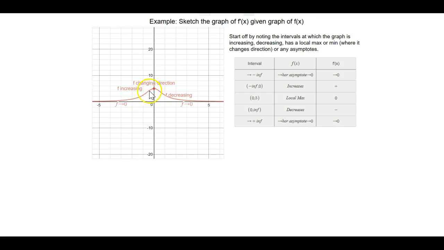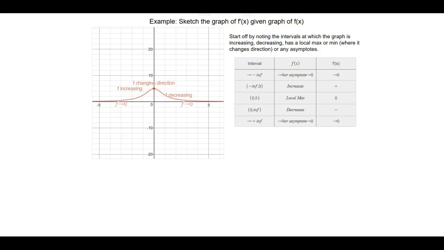Here on this interval, as it's approaching the y-axis, the graph is increasing. So that means the slopes of tangents are positive, so the derivative is going to be above the x-axis. And likewise, where it's decreasing, the derivative is going to be below the x-axis. Now at this local max, the tangent line is horizontal, so it has a 0 slope. So at this point, the derivative is going to have to be 0.